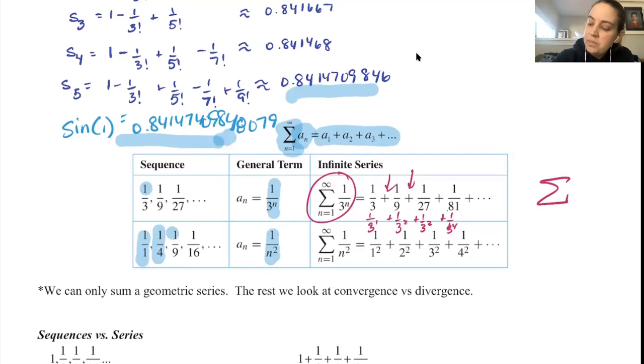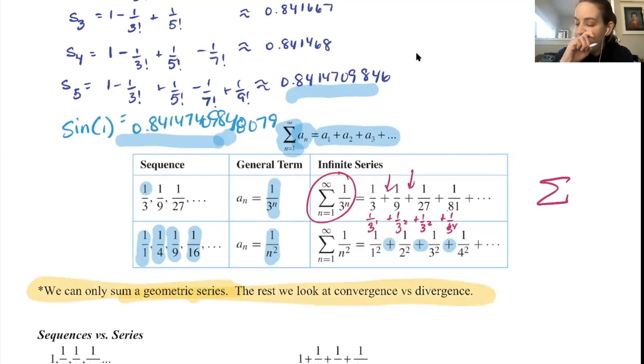Those are the individual terms of the sequence, but as soon as I put those plus signs in there, now it's a series. You can only find the sum of a geometric series. This is a big idea. You can only find the sum of a geometric series. The rest we have to look at convergence versus divergence.